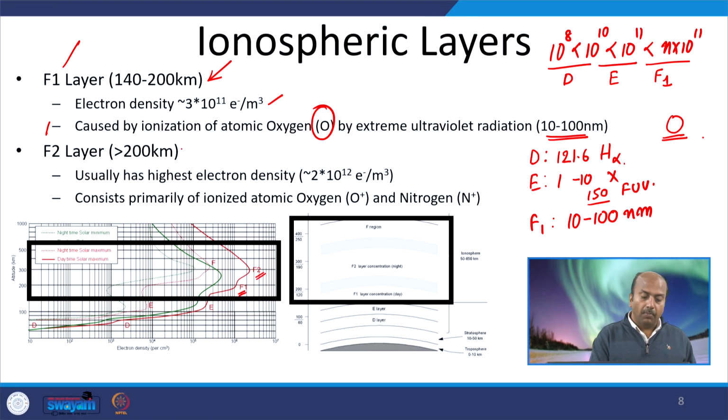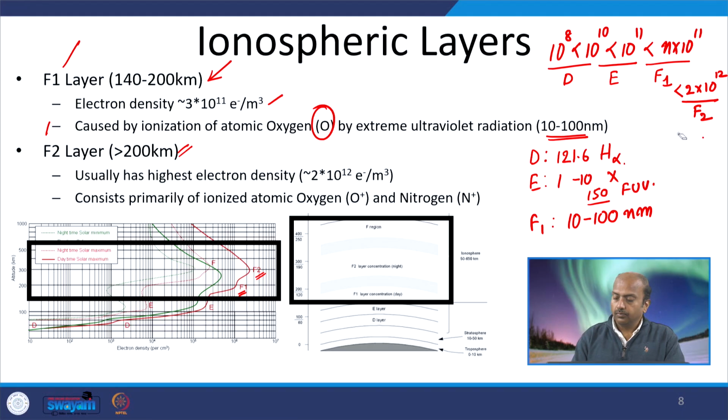And moving on, you have this box which is representing both F1 and F2. So, the F2 layer is at about 200 kilometers. Usually this layer has the highest electron density, which is going to be less than 2 times 10 to the power of 12. So, this is called F2, right. It usually has the highest electron density, 2 times 10 to the power of 12 electrons per meter cube. It consists primarily of ionized atomic oxygen and nitrogen. See, here there are no major molecular ions.